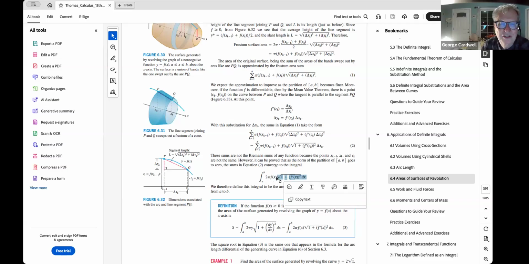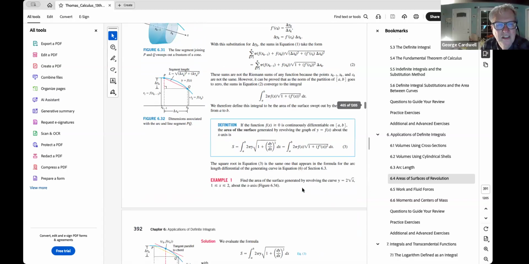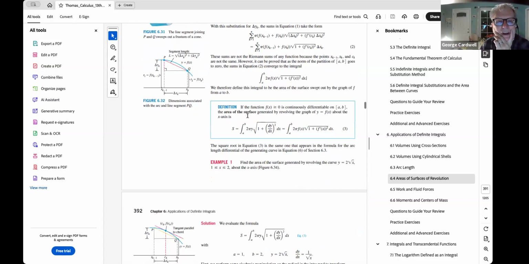The arc length formula just was what I highlighted there, but didn't have anything in front of it. Okay. So this is the theorem here. If you have a function f of x, which is greater than or equal to 0, and it's continuously differentiable on [a, b], then the area of the surface generated by revolving the graph y equals f of x about the x-axis is given by this formula, S. He calls it S. S equals the integral from a to b of 2 pi y square root of 1 plus (dy/dx) squared dx.